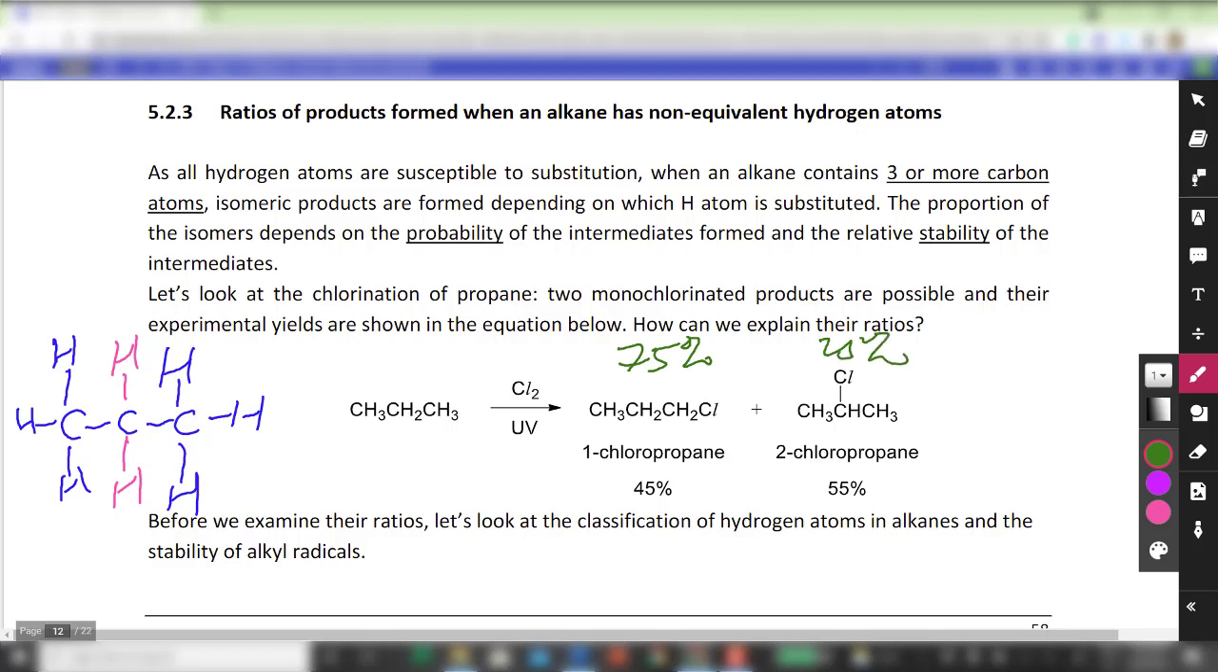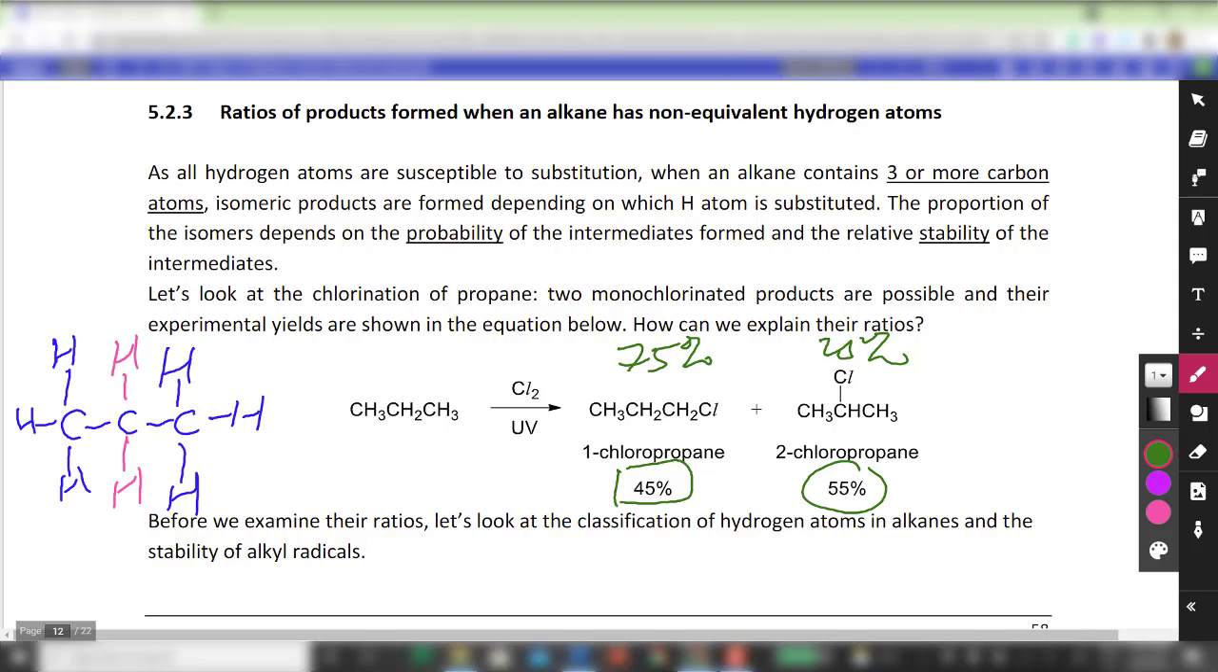Because there are 6 H's there, but there's only 2 H's that are secondary. So we get about a 3 to 1 ratio. But you know that in reality it doesn't work that way, because in the course of the reaction you end up with only 45% of 1-chloropropane, but about 55% of 2-chloropropane. So why is that the case?